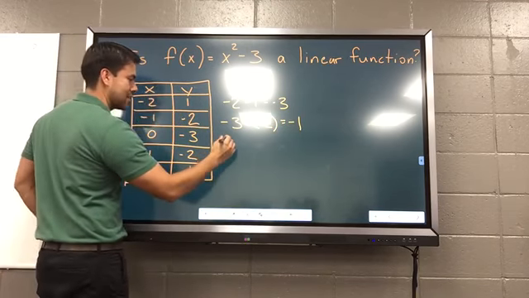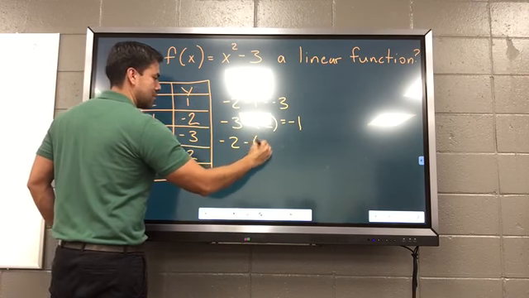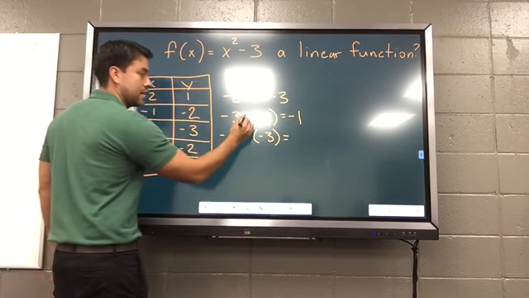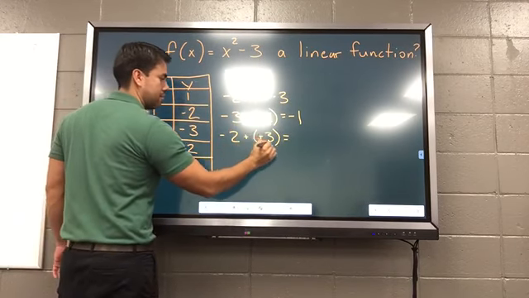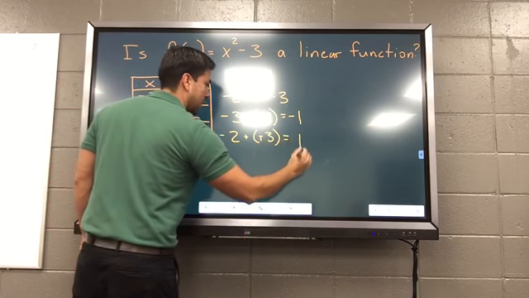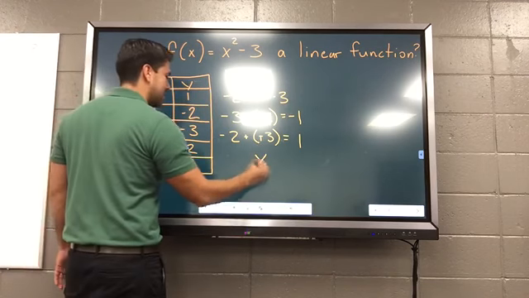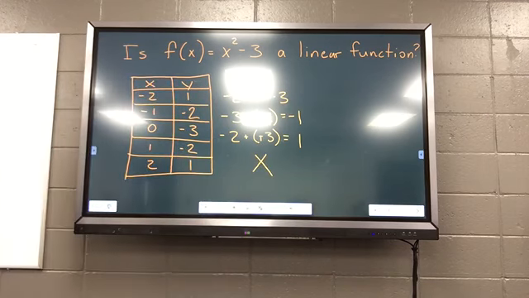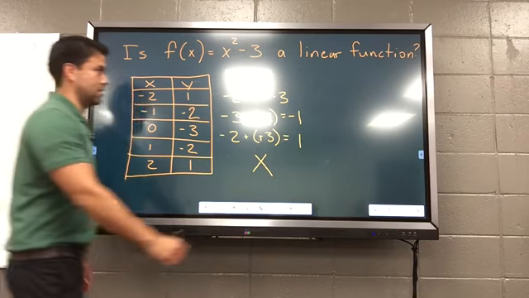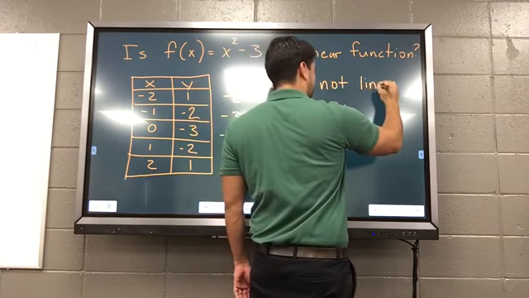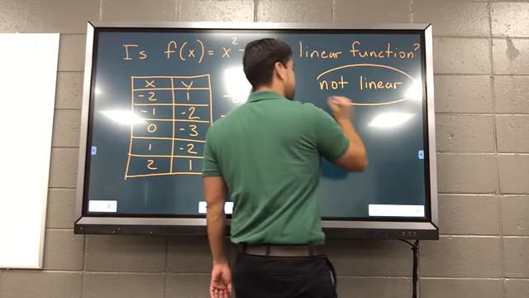Let's do it one more time because I could have messed up. -2 minus -3. Yeah, guys, we're doing this and then doing that. 1. Do I have a constant rate of change? I do not. Is that linear? No. Can't be linear. Not linear. I'll even let you write that down if you want.